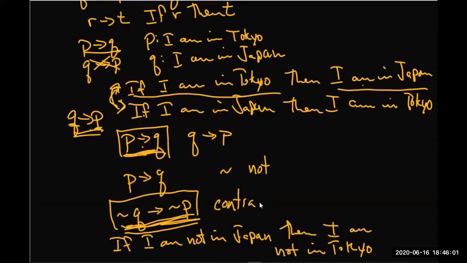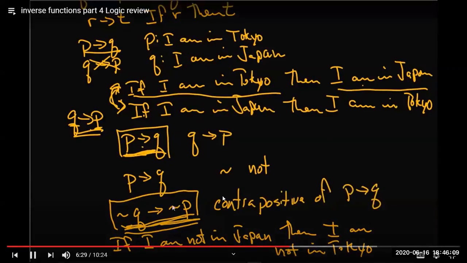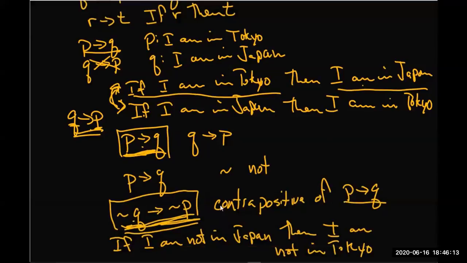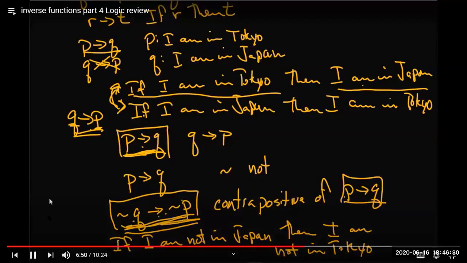It's called the contrapositive of the original statement of P arrow Q. So this is called the contrapositive of this, and a statement and its contrapositive are logically equivalent. So if you want to prove this, but this turns out to be easier for you to do for some reason, you can prove this instead. You can prove the contrapositive instead.